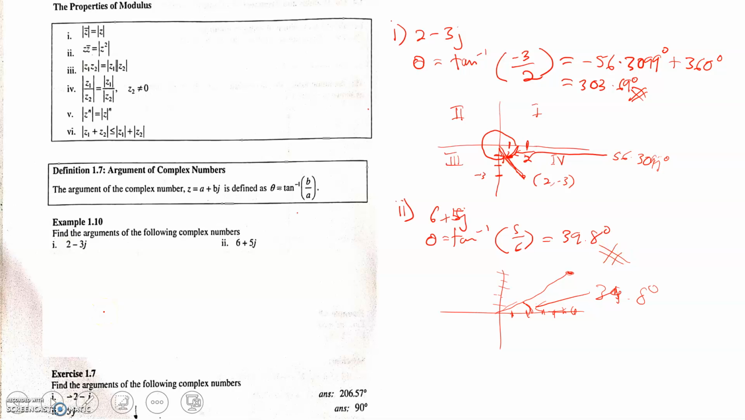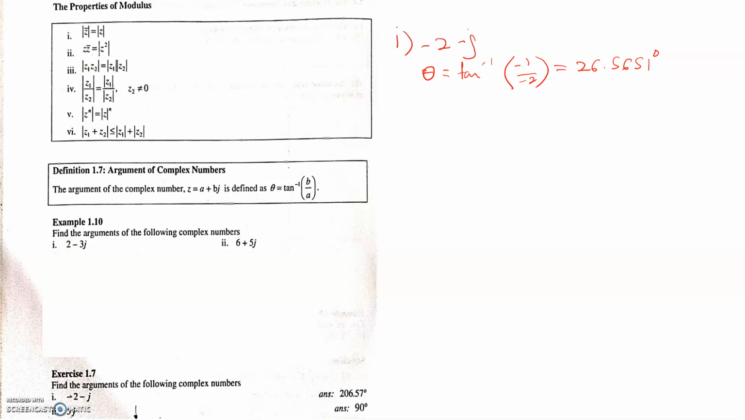Now let's look at the third question, for exercise 1.7. 1, -2, -j. So we have 3 equal to tan inverse b is -1/-2. Alright, let's calculate it. You should get 26.5651.